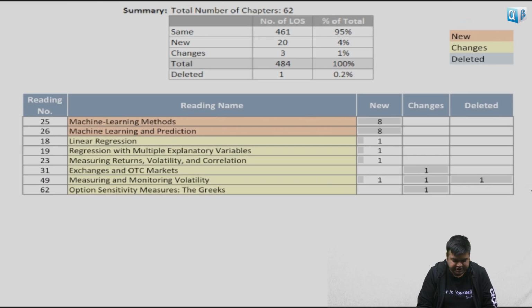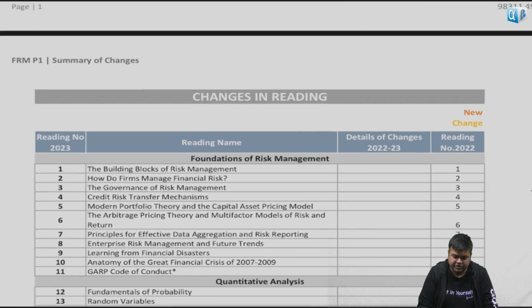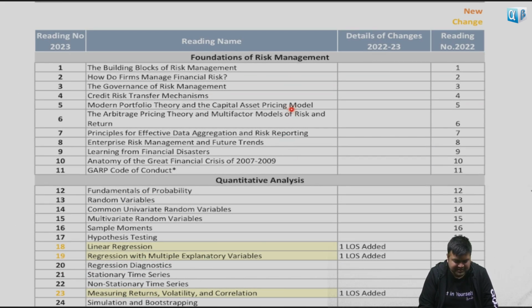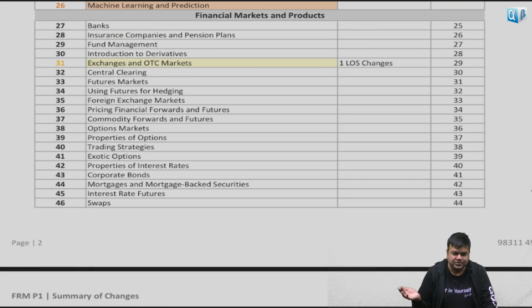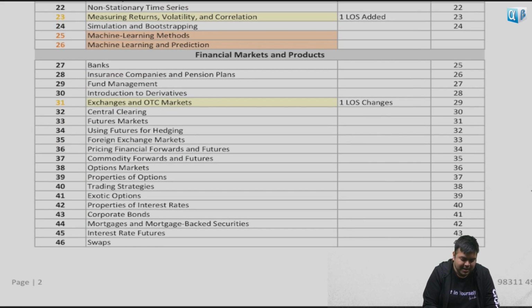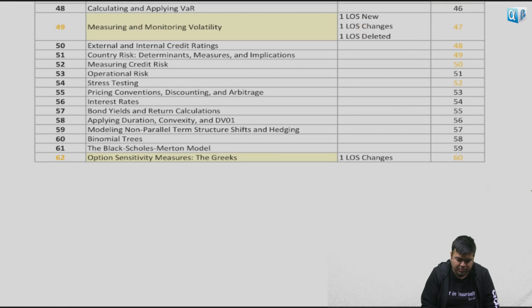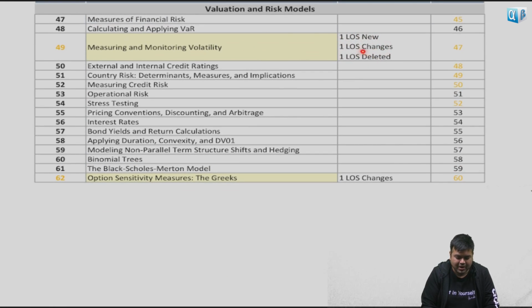I'll just tell you how I've got the sheet ready and then I'll discuss how we cover the changes with the class. So I have given you a chapter-wise detail. There are no changes in the foundation book. In Quants book, there are two chapters with one LOS added. Again, a third chapter with one LOS added. And there are two new chapters over here, which are marked. There is no deletion in the syllabus over here. So all the chapter numbers over here are changing because there are two new chapters, 25 and 26, inserted here. There is one LOS change in this chapter. Here, this chapter has three LOS: one new, one change, one deleted, and option Greeks has one LOS change. So this is your chapter-wise detail.